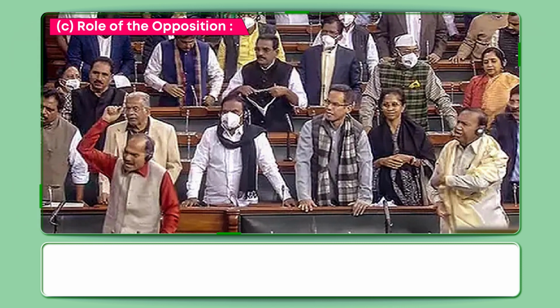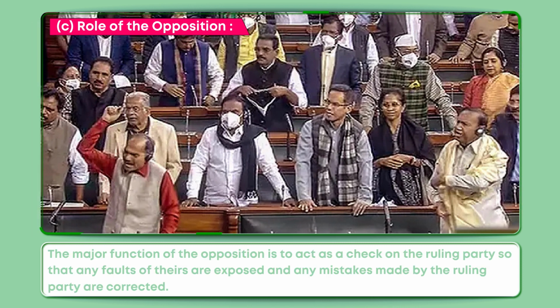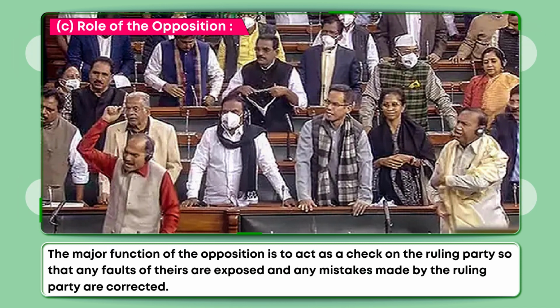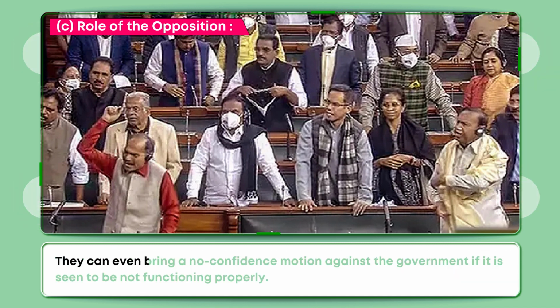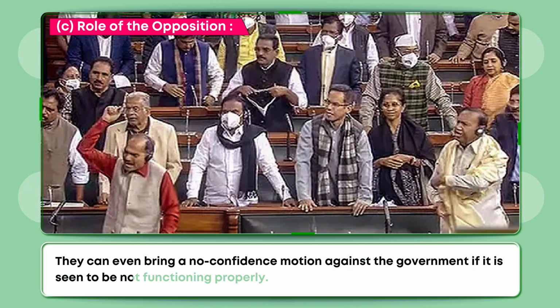Role of the opposition. The major function of the opposition is to act as a check on the ruling party so that any faults of theirs are exposed and any mistakes made by the ruling party are corrected. They can even bring a no-confidence motion against the government if it is seen to be not functioning properly.